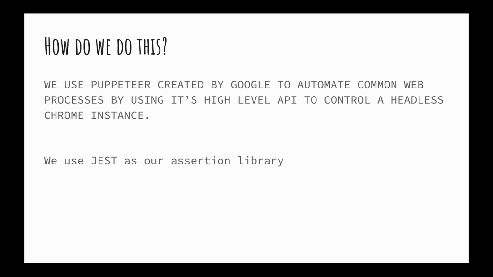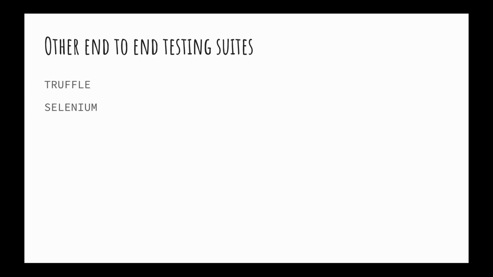So right now we're going to be using Puppeteer, which is an automation tool created by Google, and then we'll be using Jest as our assertion library to basically do the same comparison that we have been doing for the past two videos before this. Yeah, so as I said before, there are other testing suites. There's Truffle, there's Selenium, but in this video we will be focusing on Puppeteer. Now, enough talk, let's get on with the code.